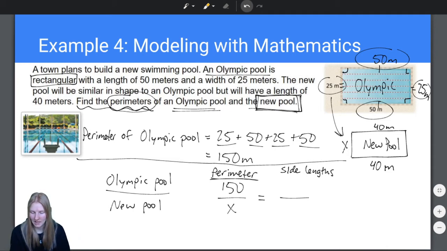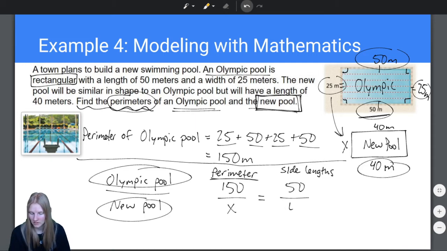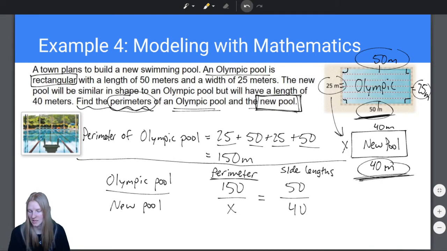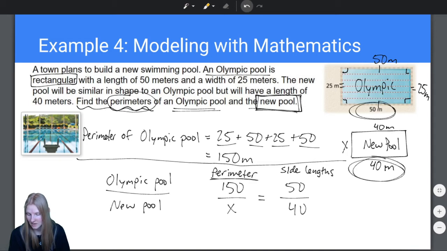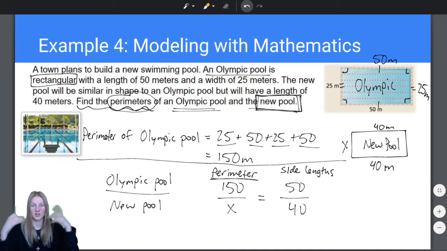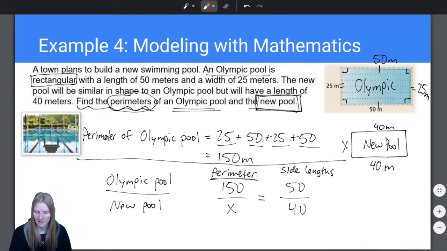And the side length of the Olympic pool, the length, is 50 meters, and the side length of the new pool is 40 meters. Notice how we used the bottom side and the bottom side. Stay consistent with what we're comparing in our ratios. When we take the length, we have to take the length. Otherwise, they're not corresponding. Okay, now look at this. Let me actually highlight it in a different color.